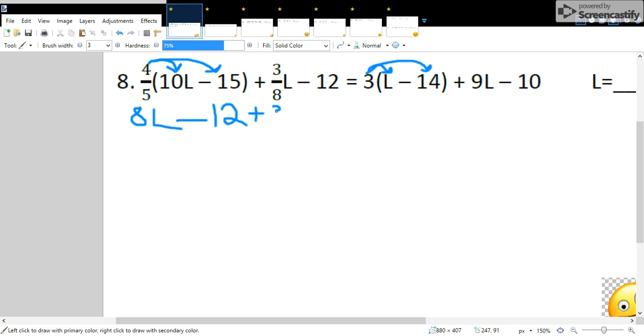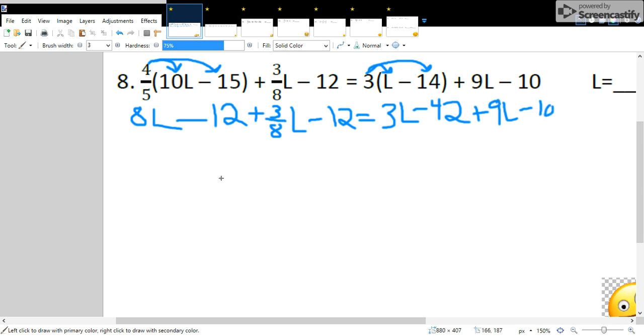Carry down our 3 over 8L. Carry down our minus 12. Equals 3 times 1L is 3L. 3 times negative 14 is negative 42. Carry down our plus 9L. Carry down our minus 10.